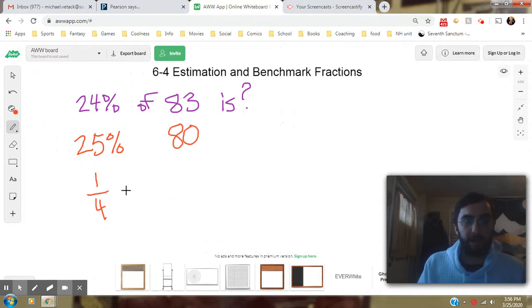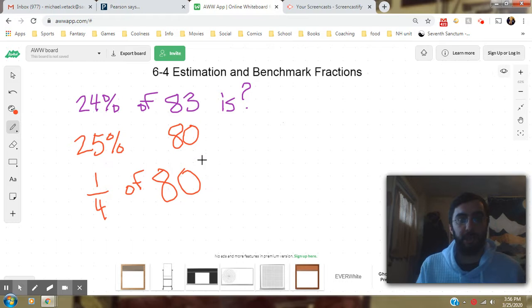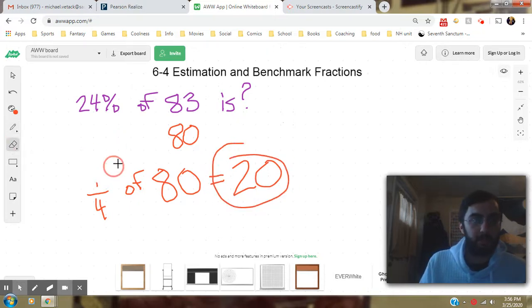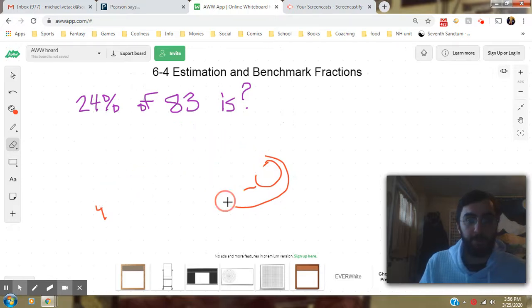So now I'm finding 1/4 of 80. That seems more doable than 24% of 83. And so now I just think, okay, I have 80. I need to find 1/4 of that. So I'm just dividing 80 by 4, and I'm going to get 20. Because we're estimating, we don't have to be absolutely exact. So we can say that 24% of 83 is about 20. All right, so let's do another one.